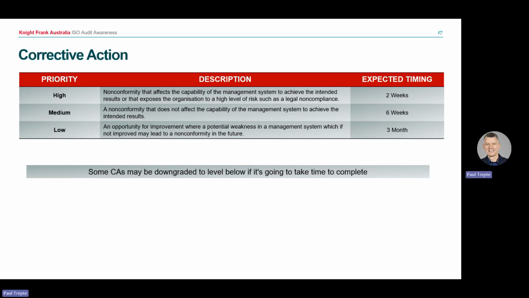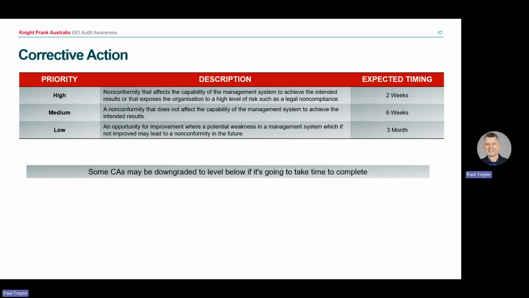Now, at the moment, as our system is very new, we are downgrading some non-conformities to the level below. So, for instance, we may identify some non-conformities and corrective actions required which really are a high priority. We're actually downgrading those to medium at the moment. But as our system gets more embedded, we will stop that process and we will become more rigid on the expected timing. So what constitutes a high priority?